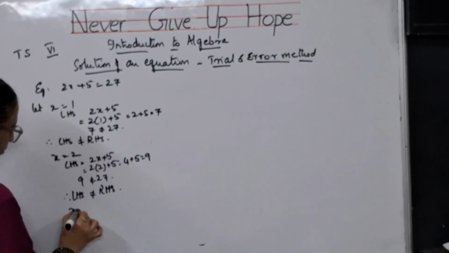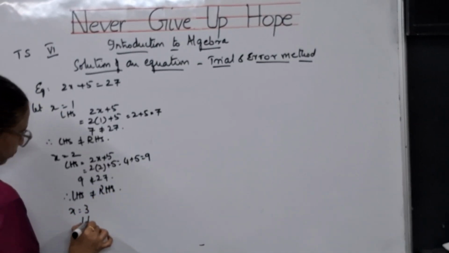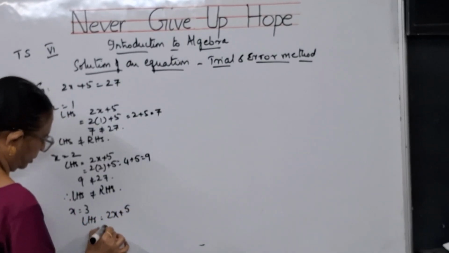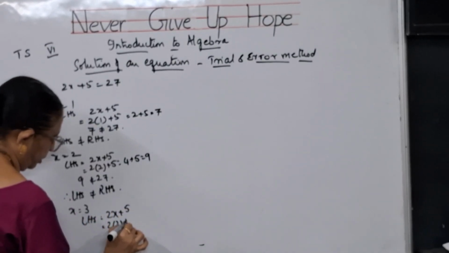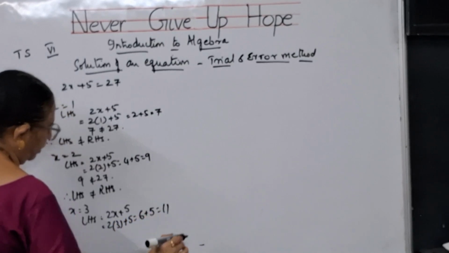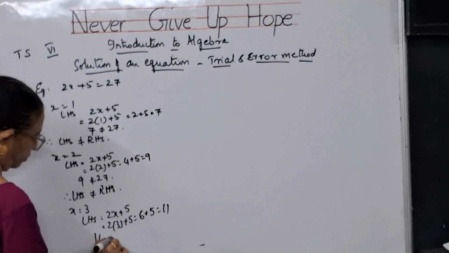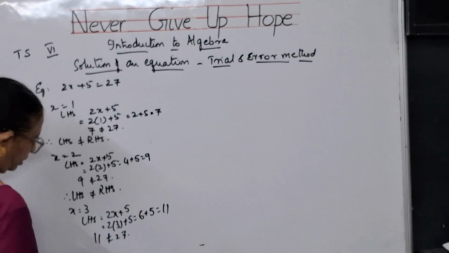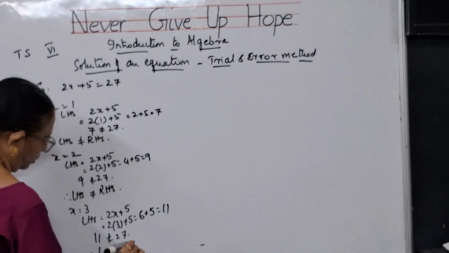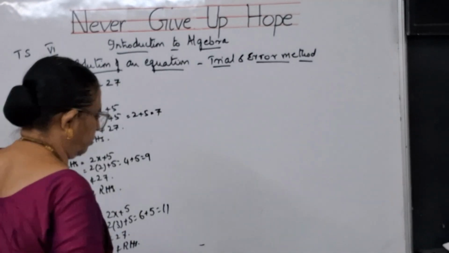Now, you take x is equal to 3. What is LHS? 2x plus 5. That means 2 into 3 plus 5. 2 threes are 6 plus 5, that is 11. 11 is not equal to 27. Therefore, LHS is not equal to RHS.